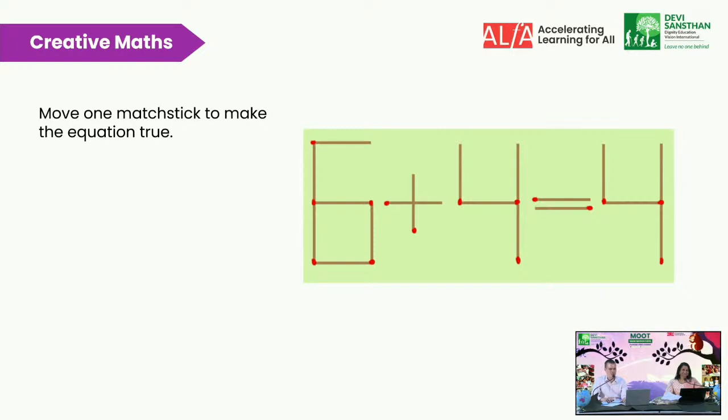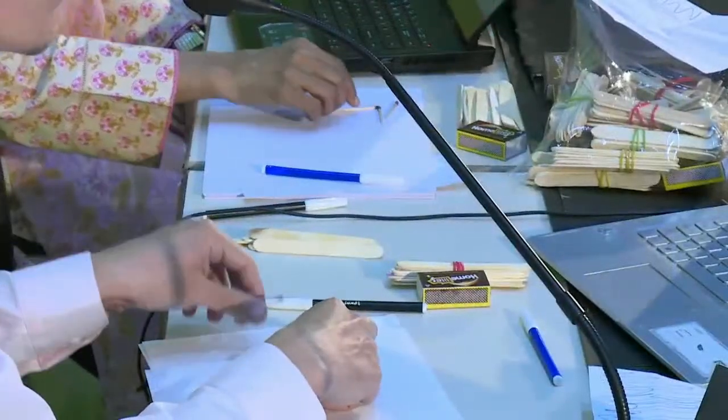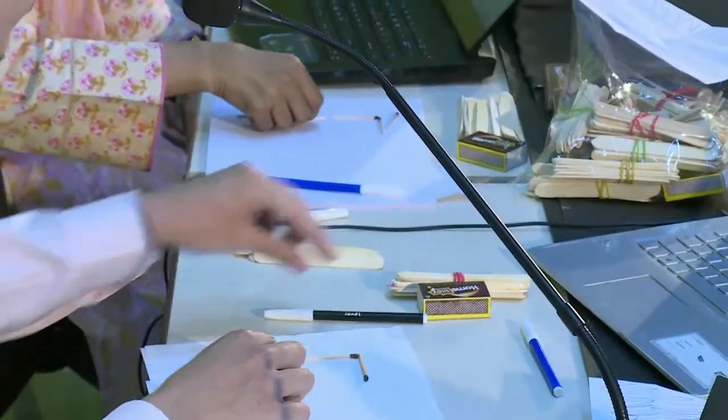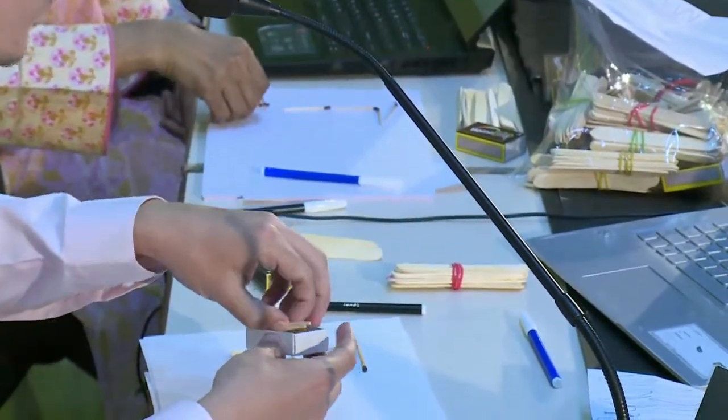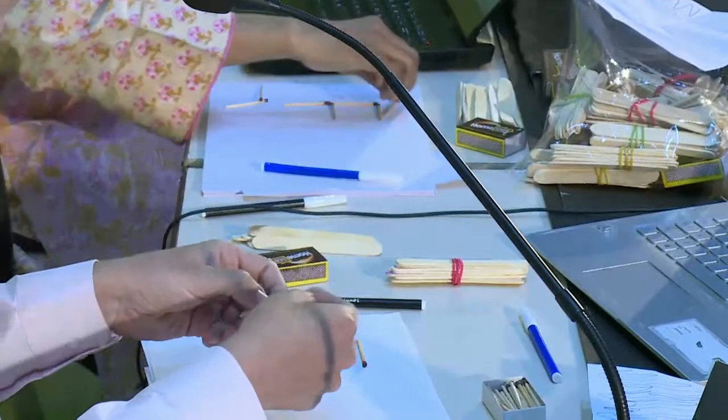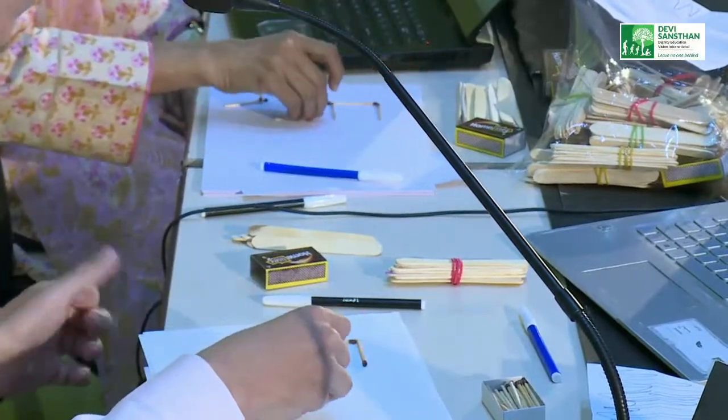And I'm going to put you all on the spot here. 6 plus 4 equals 4. How can you move a matchstick to make this equation work? This is not what we often think of as maths, but yeah, it's a really good way to integrate creativity with the maths process. Creativity and logical thinking. I'm going to make the equation here myself as well. And I'm really interested to hear your thoughts in the chat, what you can do to make this equation come true.